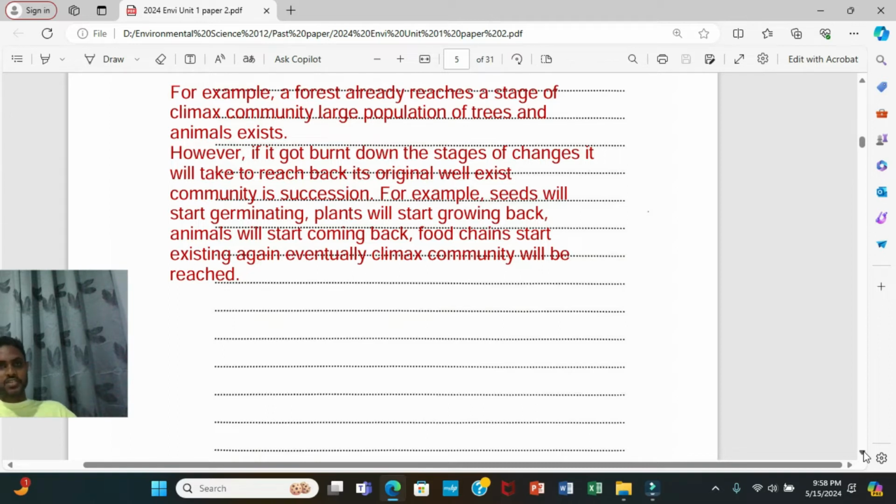There are many changes to be done for it to reach back to a forest. Those changes would be the succession. Seeds will start germinating, the plants will be small, animals will start coming back, insects will start coming back into it. So all those different changes, there are major changes to take place. Those will be the succession. They are much quicker and there are a lot of changes to be done.